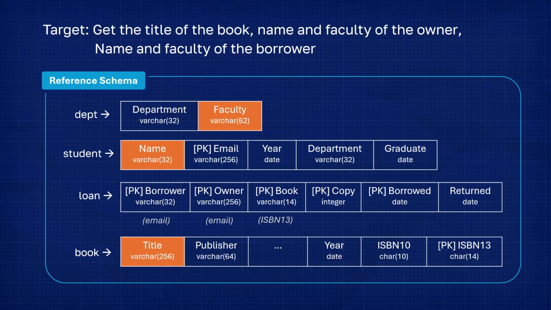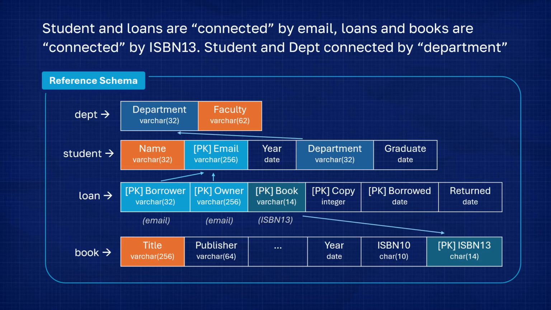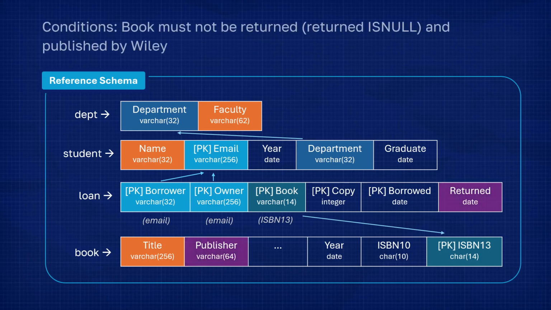Next thing is we want to see how these tables are connected. I noticed that this borrower and owner, these are student emails. Student department is connected with the department name. These are the same values, so I can match them. Book and loan, this is your ISBN 13, so it's connected to this one. Okay, so these are my connections. On top of it, my condition is that the book must not be returned yet, so it's still being borrowed. Thus, the return value must be null. Then it also must be published by Wiley, so the publisher must be equal to Wiley. Okay, so you see how this will be a bit more complicated.